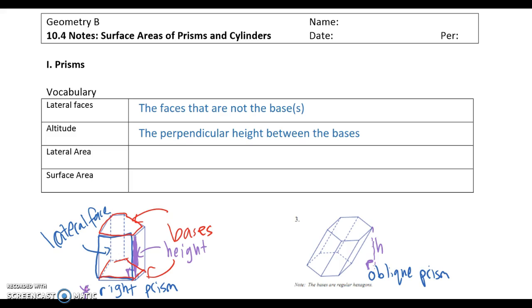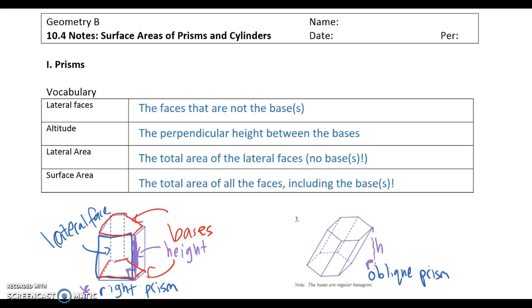All right, then we can calculate two things about our prisms. We can calculate what's called lateral area and surface area. Lateral area, hopefully you'll see lateral like lateral face. It's the area of the lateral faces. Surface area, the area of the lateral faces plus the bases, so all the faces. Okay, so lateral area and surface area, the two big ideas we're going to be talking about today. And again, we're only going to be looking at prisms and cylinders. In the next lesson, we'll talk about pyramids and cones.